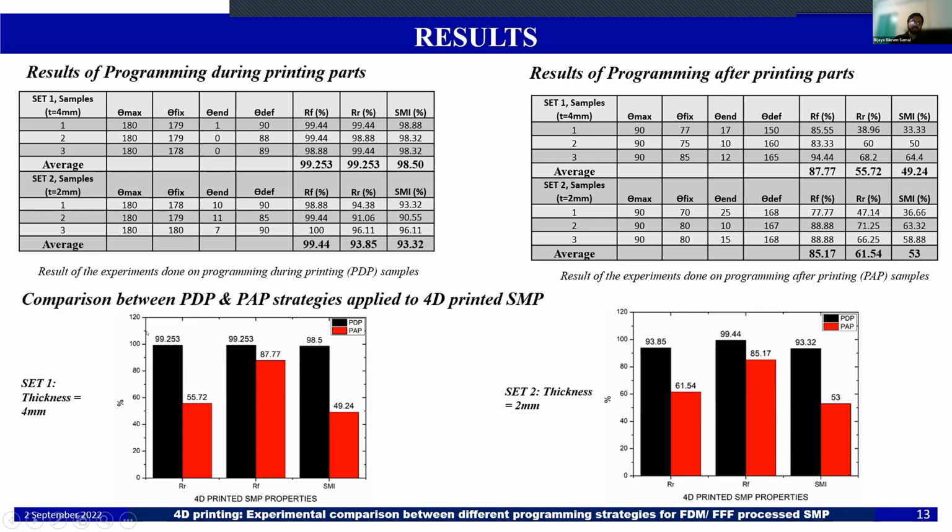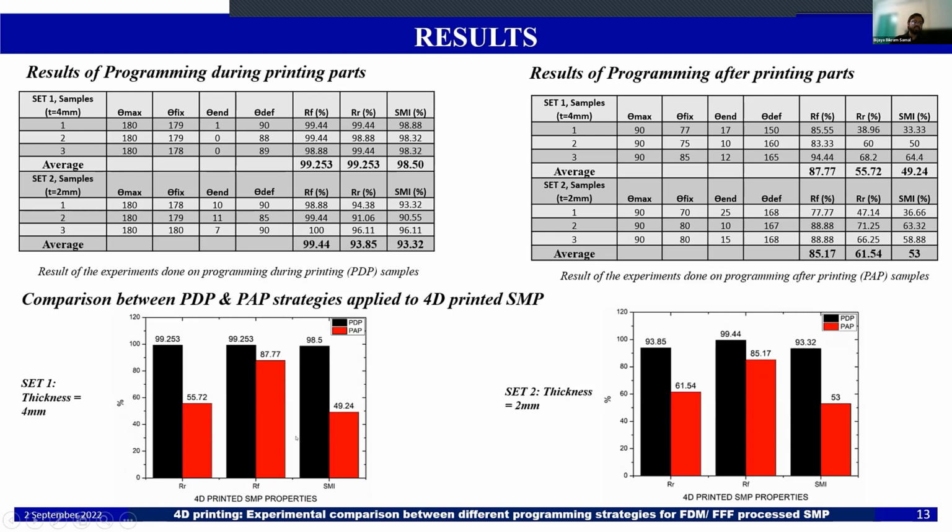So here we can see there is a comparison between programming during printing and programming after printing, where we can see programming during printing has provided us a recovery ratio of around 99.25%, very high. But we can see that programming after printing has provided around half, that is 55%. Similarly, the fixation is somewhat good, but again, if we consider the shape memory index, which considers both the effect of shape recovery and shape fixation, we can see it is better for programming during printing than after printing. And if you consider set 2 also, we see a similar kind of result if we compare programming during printing and programming after printing.